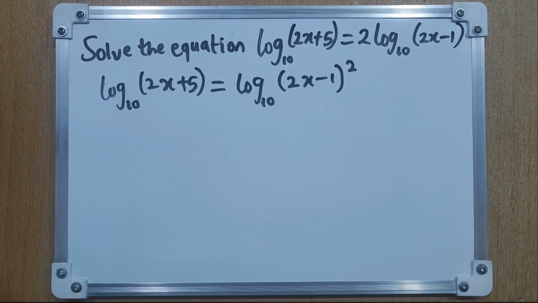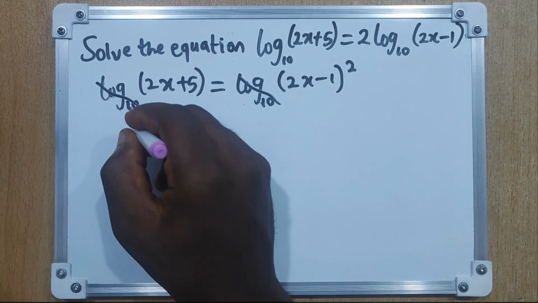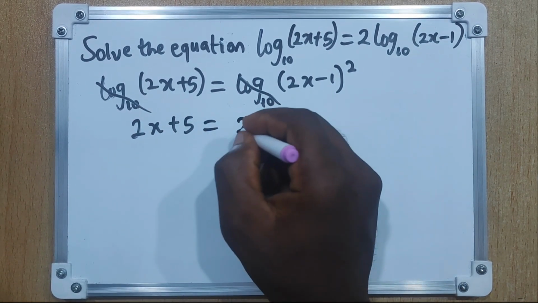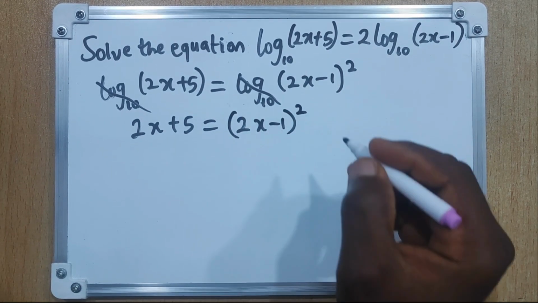So at this point we can cancel out the log since they are to the same base, and we are going to have 2x plus 5 is equal to 2x minus 1 raised to power 2.